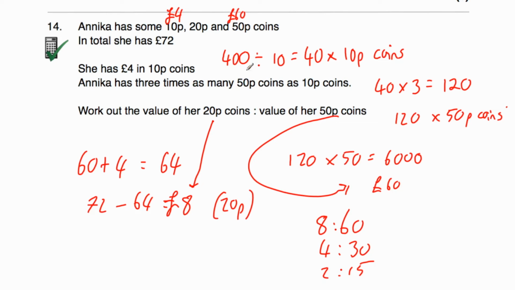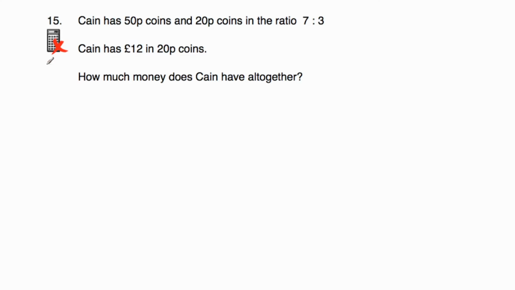So the ratio of the value of our 20p coins to the value of our 50p coins would be 2 to 15. And that's it. Okay, let's have a look at our next question, question number 15.